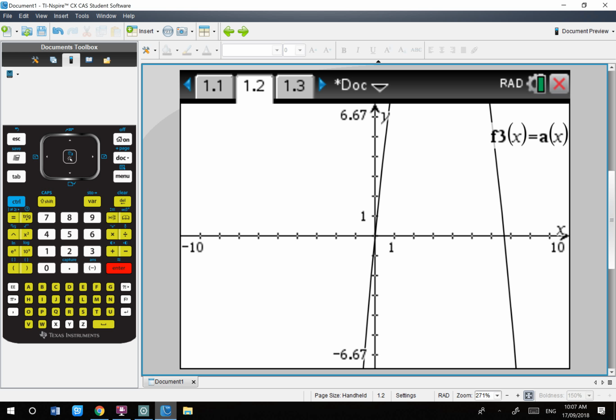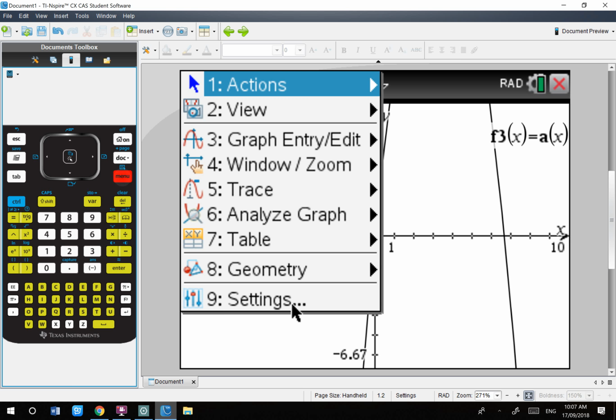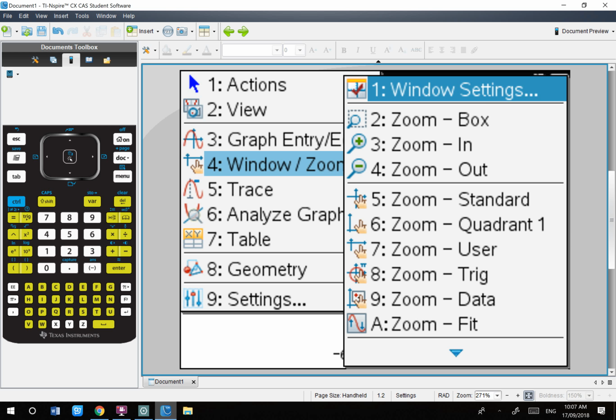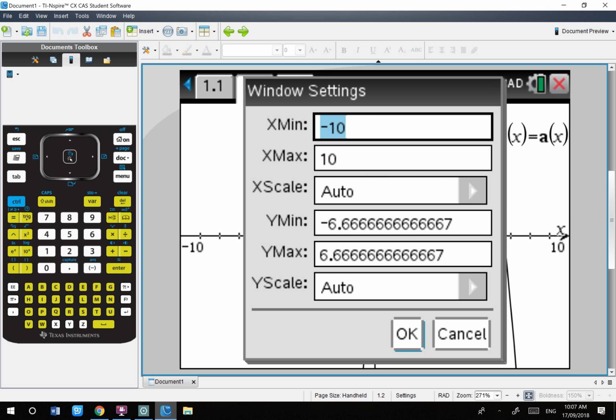Can you see my graph doesn't fit? It doesn't look nice. I can't see my turning point. Do you think I need to go a little bit higher or lower? Which way do I need to move? I need more space on top, right? So I will press menu, number 4 and number 1 to window zoom. The negative x, I don't think there's much problem. It's just the Y max is not great.